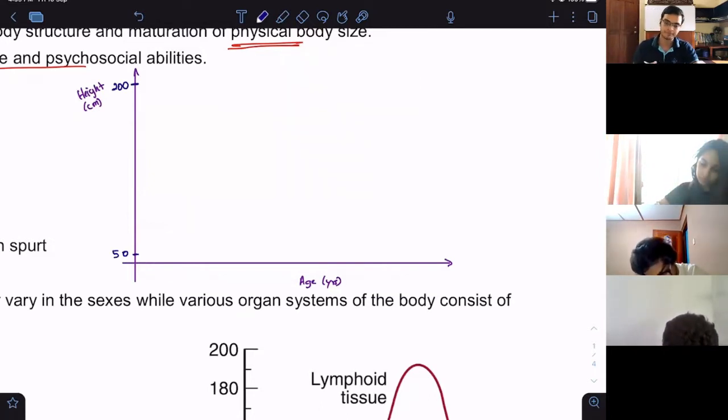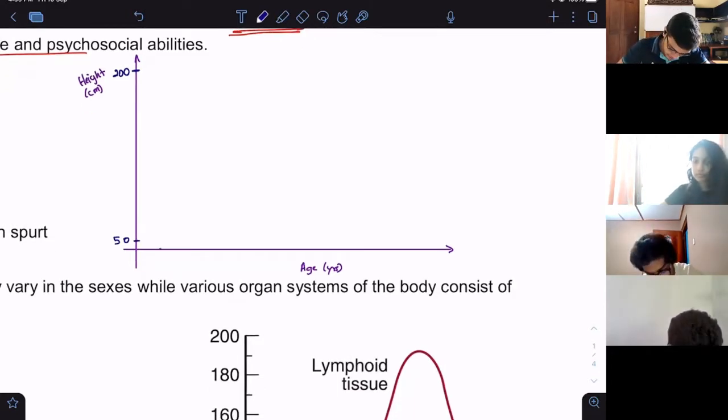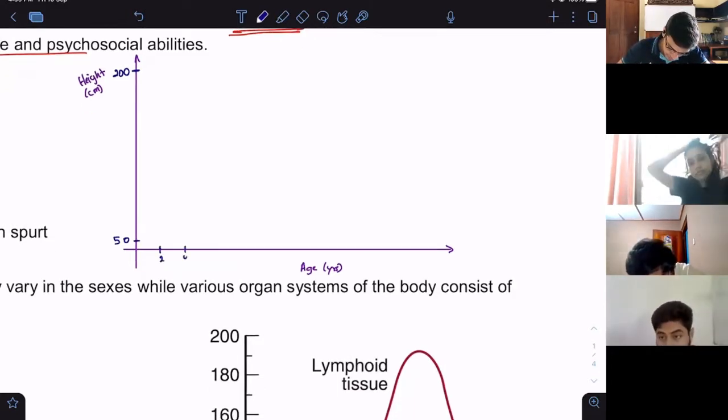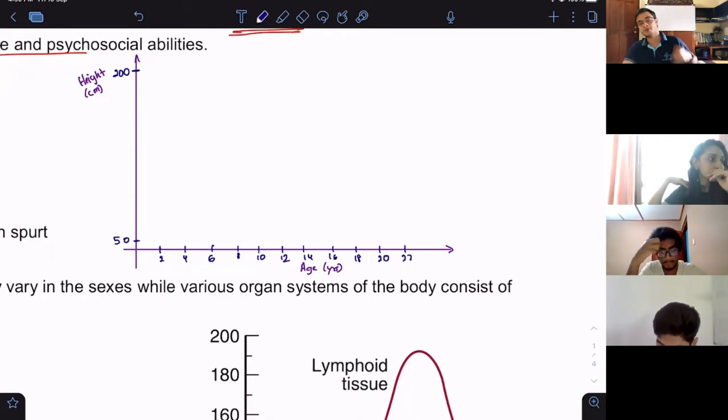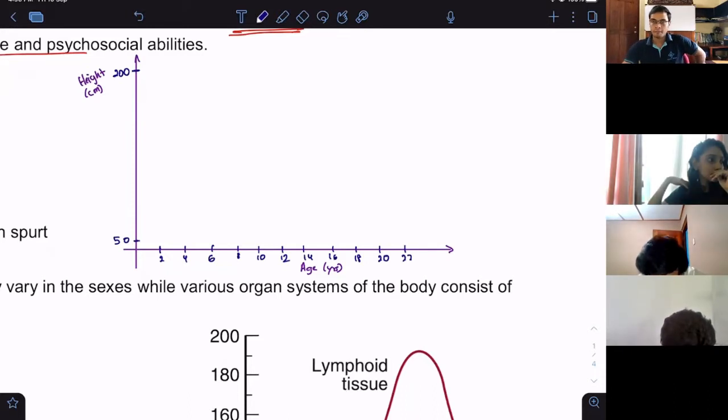And then in the years, guys, you just put this, we'll go 2 by 2: 2, 4, 6, 8. Let's go until 22. Okay, 22, right? And here's the special thing, guys.